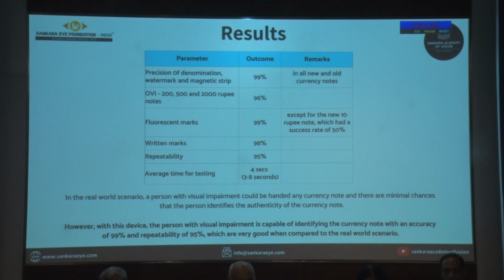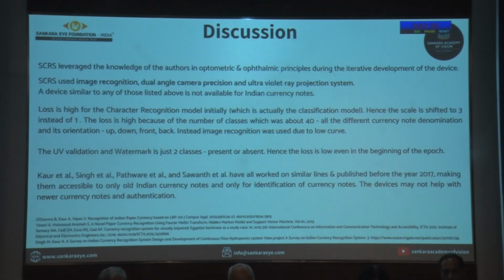We were about 99% precise in identifying denomination and 96% in the OVI, and the average testing time took about 4 seconds. So it's almost instant in a real-world application, where a person with visual impairment can identify a note in terms of denomination 99% of the time, which was about 95% repeatable.